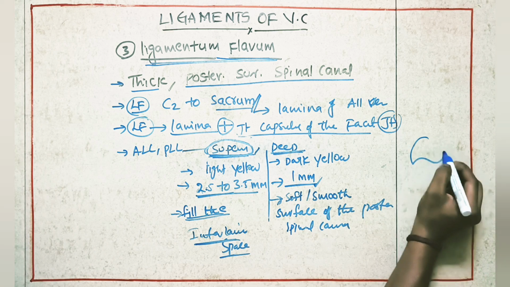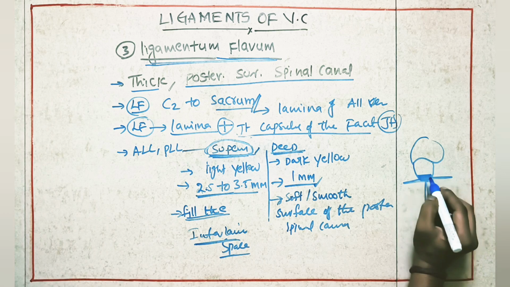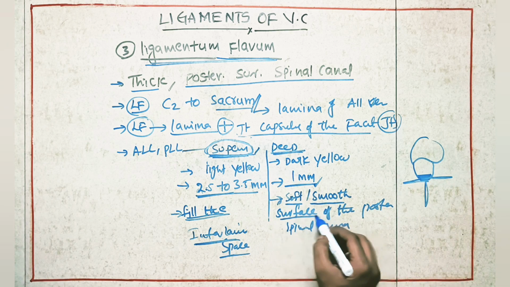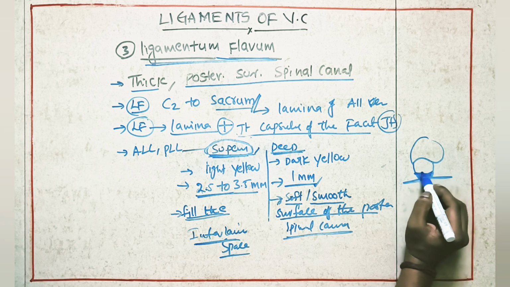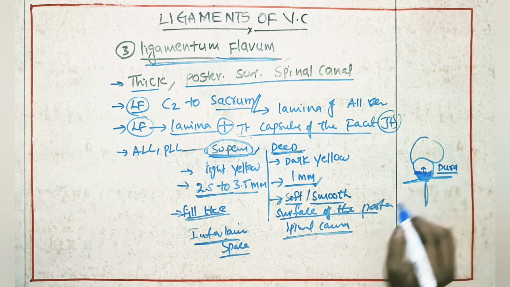So here, if we see the intervertebral body, here we have the transverse and spinous process, and here we have the ligamentum flavum. So what do the deep fibers do? The deep fibers create a soft and smooth surface on the posterior spinal canal, a soft and smooth surface for the spinal canal. So what is the use of this? This soft and smooth surface is going to contact the dura mater.